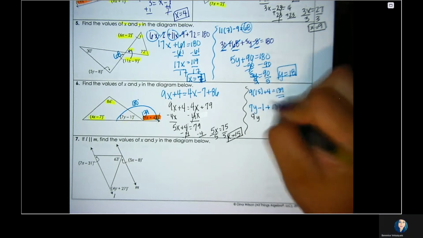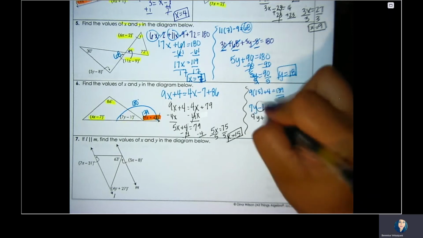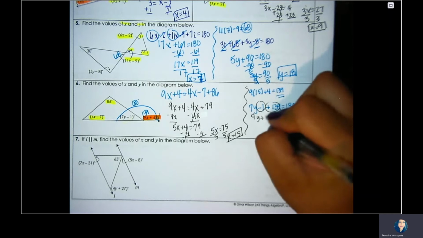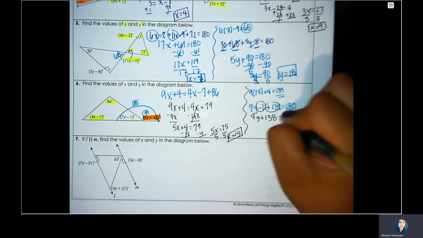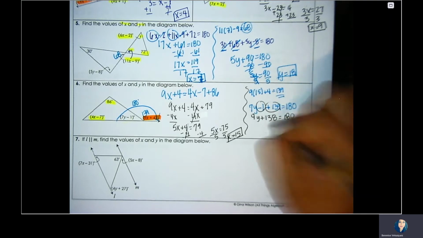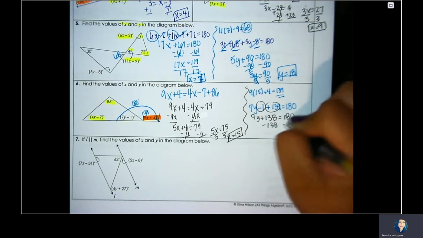7y plus, remember, combine these. So this would be plus 138, because you subtract 1 from it, is equal to 180. Subtract 138.